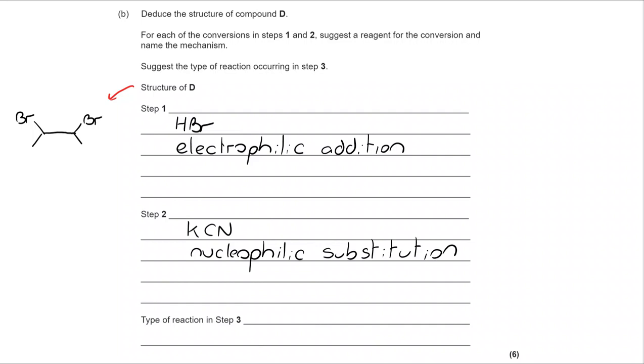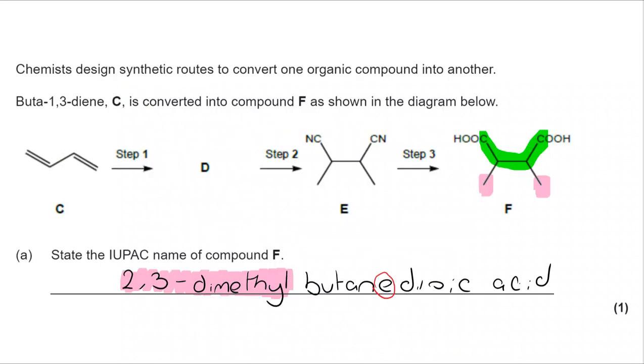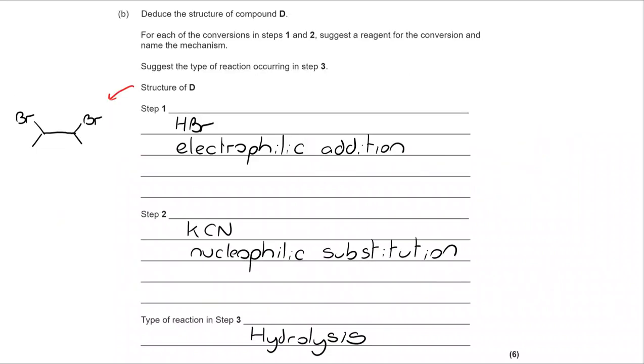What's the type of reaction in step 3? Well, step 3, we're going from nitrile to carboxylic acid. The type of mechanism we're looking for there is hydrolysis.